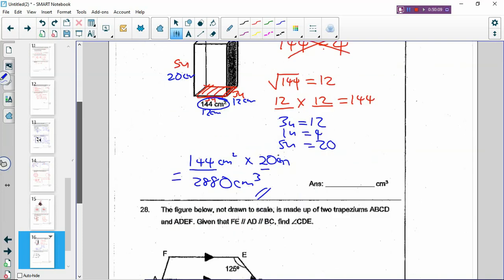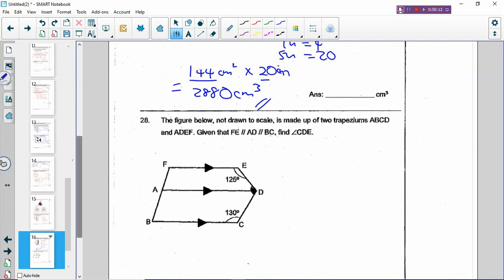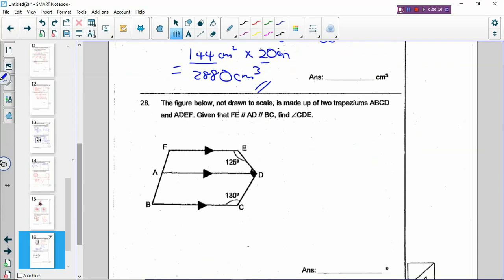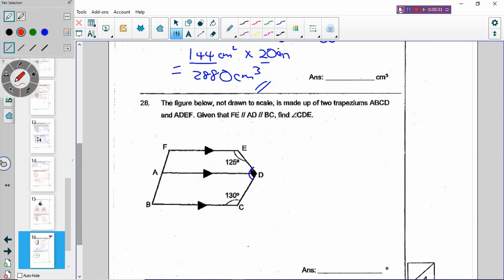Okay, now question number 28, angles again. The figure not drawn to scale is made of two trapezium. Given that FE is parallel to AD, so you can see the arrowheads, can you find CDE, which is this entire angle? Okay, now every time you see two lines that are parallel, there is a very important property, and if you know this important property, you can use that to solve hard problems in paper 2.